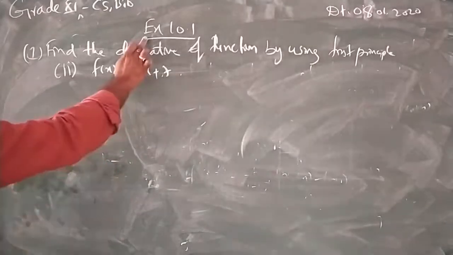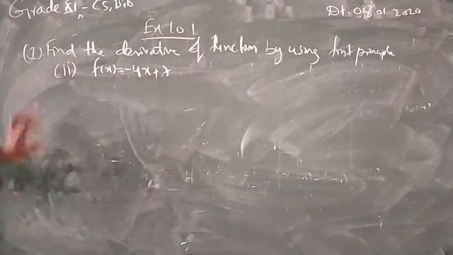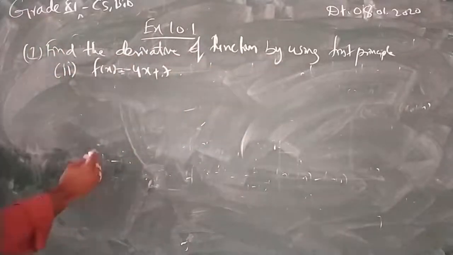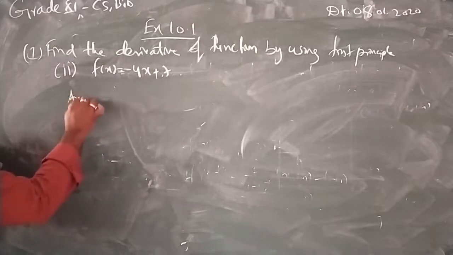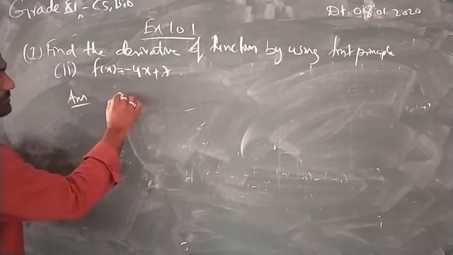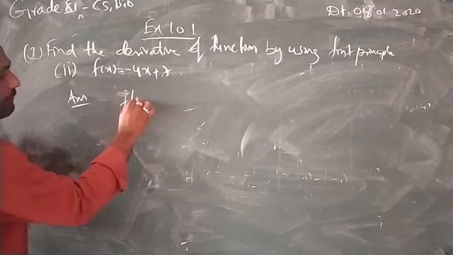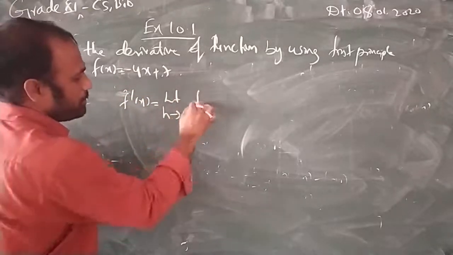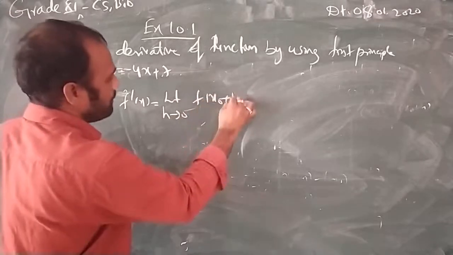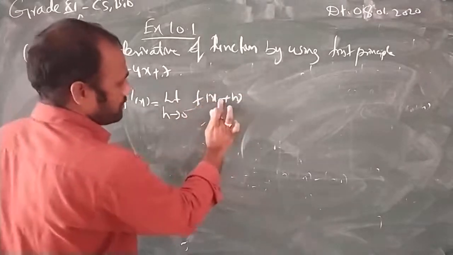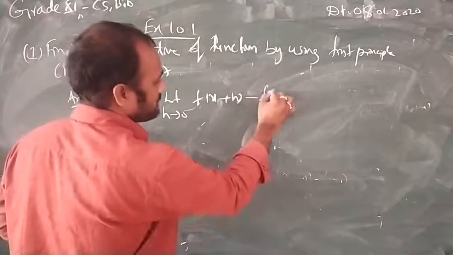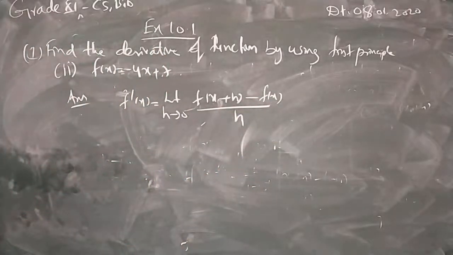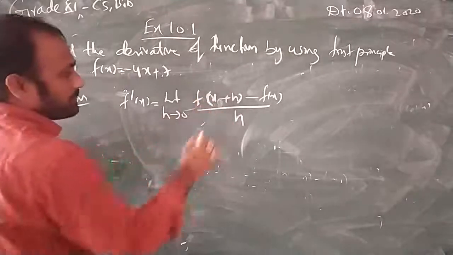So the first question, let us see exercise 10.1 first question. Find the derivative of the function by using the first principle. So already we have the first principle. If given a function, let us write f dash of x is equal to limit h tends to 0, f of x plus h minus f of x divided by h. So this will be the derivative by the first principle.